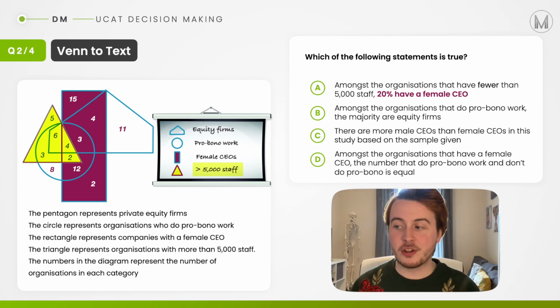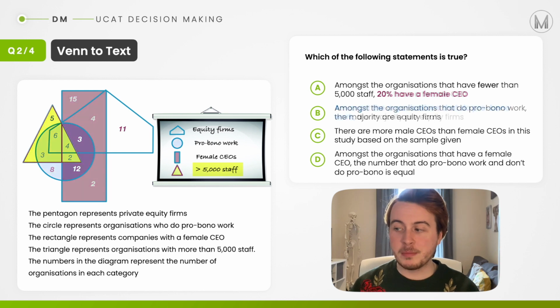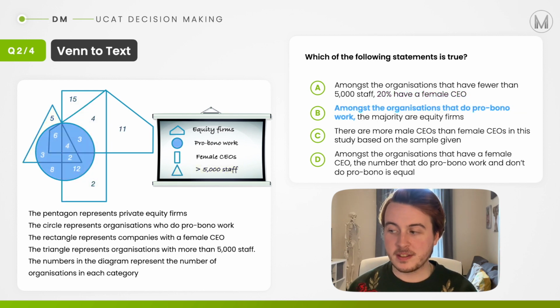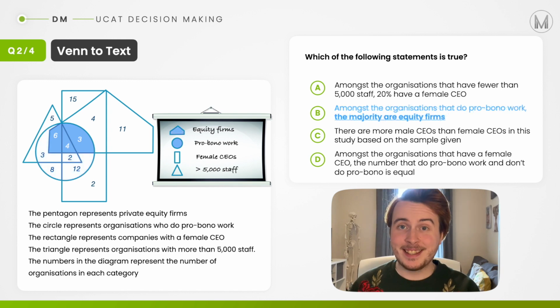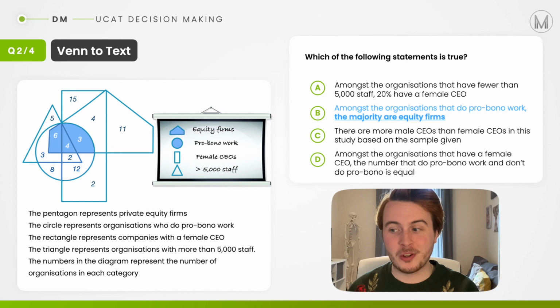So moving on to answer option B, we're going to be looking for the organisations that do pro bono work. So we know that's represented by our circle. And we're saying the majority of them are equity firms. Now we have in our key that is a pentagon. So let's look for the overlap between the pentagon and the circle. And again, that is not the majority. That is a tiny proportion of what we've got going on here.